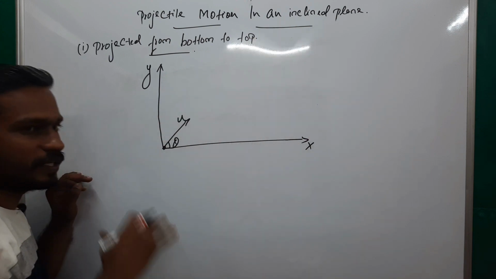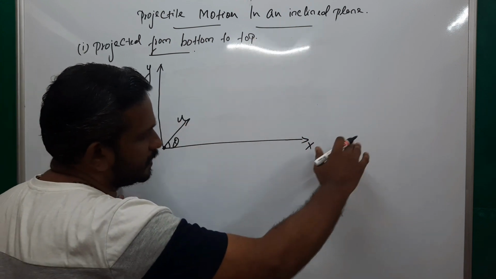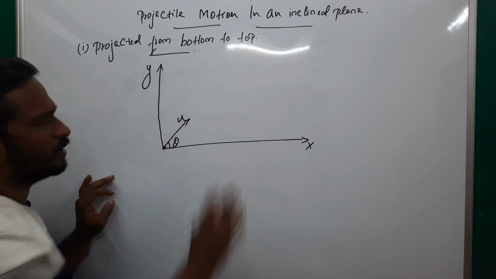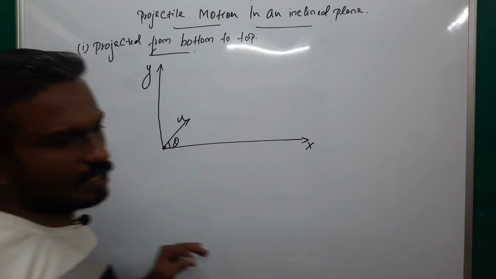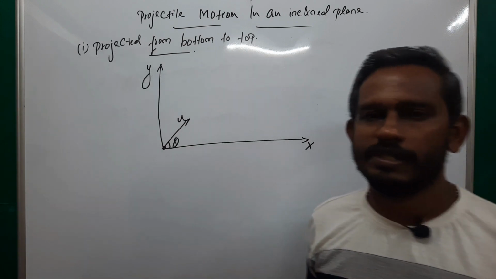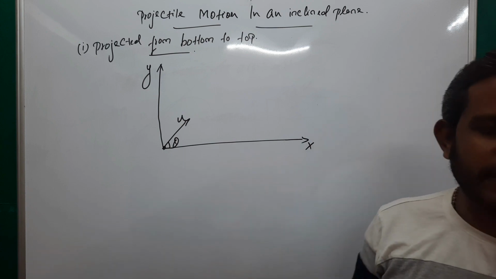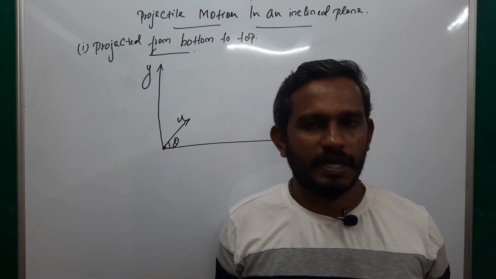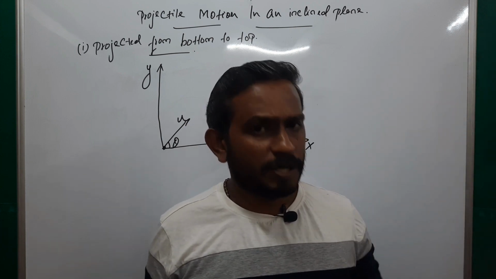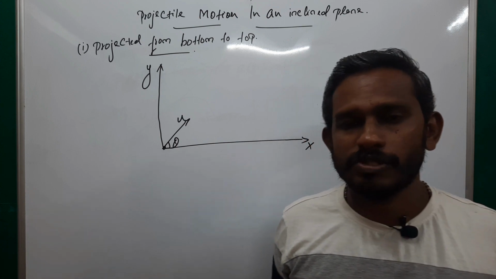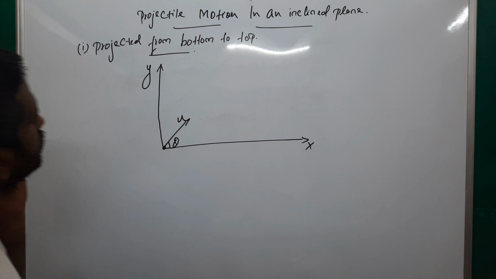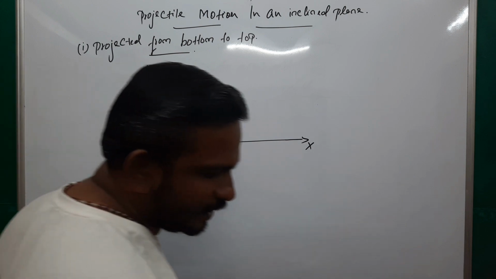The projectile is moving in the xy plane. Projectile is moving in the xy plane, that is two-dimensional motion. The object undergoes two-dimensional motion in the xy plane. Otherwise we can say the projectile undergoes two types of motion, horizontal motion and vertical motion. This is the thing we have studied.